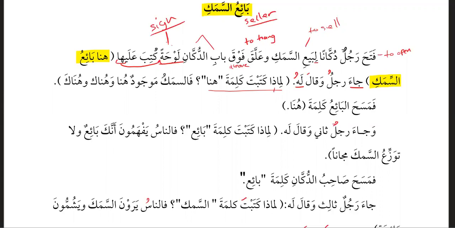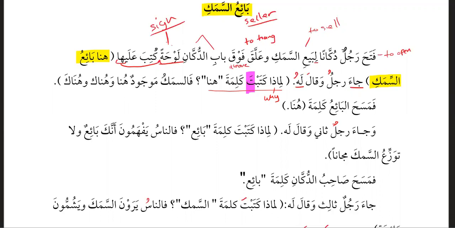لماذا؟ You always have a problem with these. لماذا؟ Why? Okay. لماذا كتبت كلمة هنا؟ Why did you write the word huna? لماذا كتبت؟ Why did you write? You write. كلمة هنا.